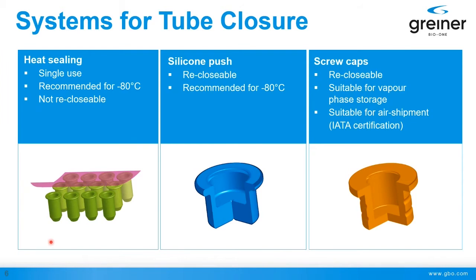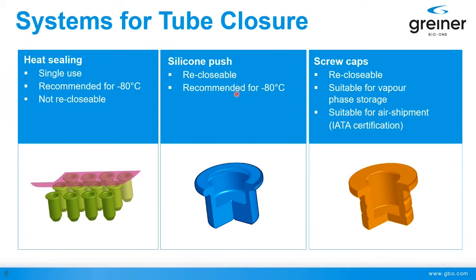On the left-hand side, we see the heat sealing approach. So here it's either a plate or a rack with tubes in it, and you have a foil which you put on top, then heat is applied for a very brief moment of time. Then a layer melts, forming a seal, and there are even options today where, when you remove the carrier material, you end up with individually sealed wells or tubes. That's possible. So this option allows for single use. It allows for temperatures down to -80 degrees Celsius, but the system is not reclosable. A very convenient system though.